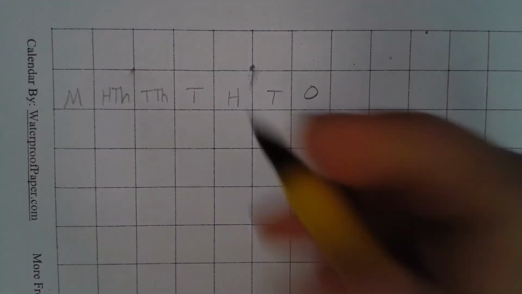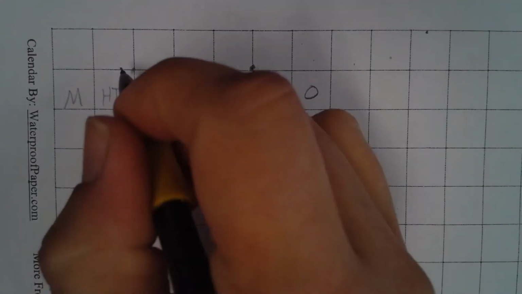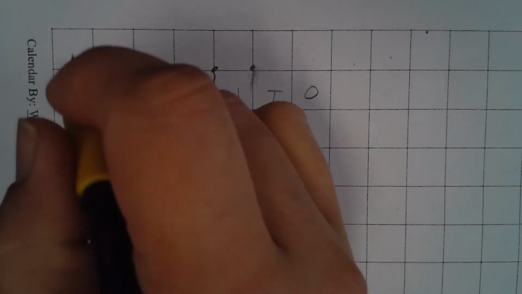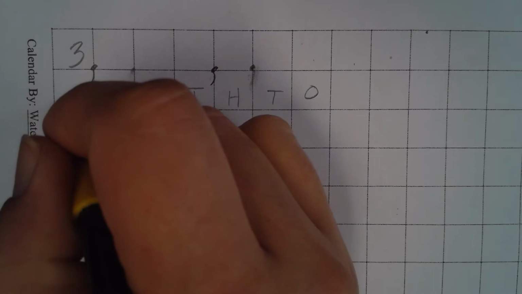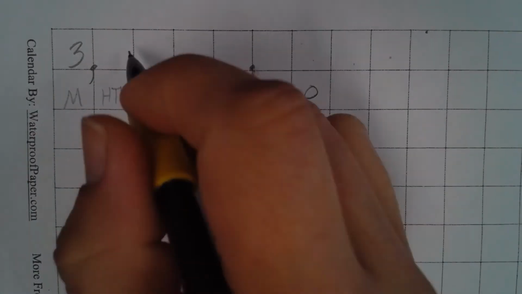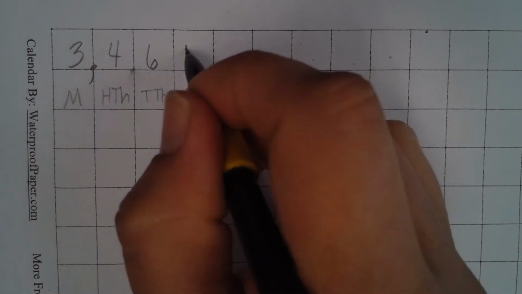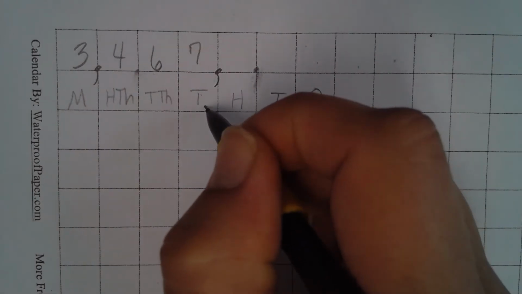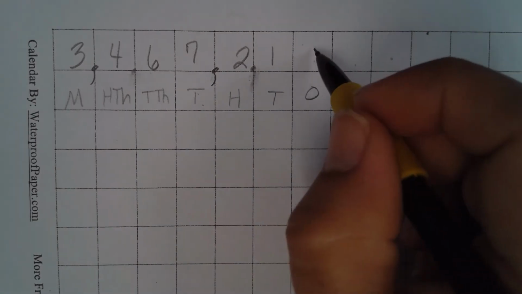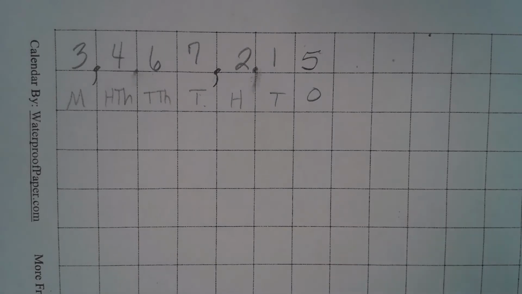Oh, I put it in the wrong place. It should be in front. Okay, so our number was 3 million, so that 3 is in the millions place. The next number should be 467,000. 467 ending in the thousands period. 215. 215 should have been the number that you typed in.